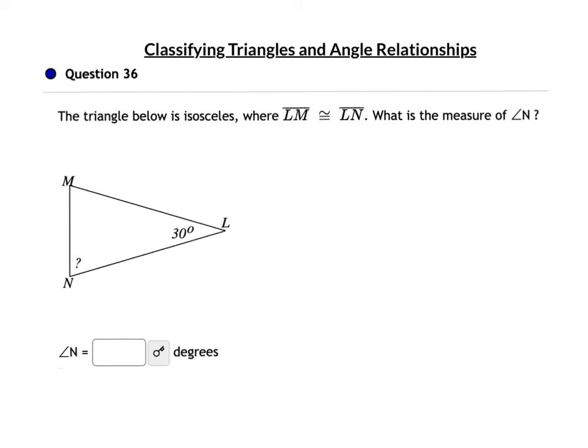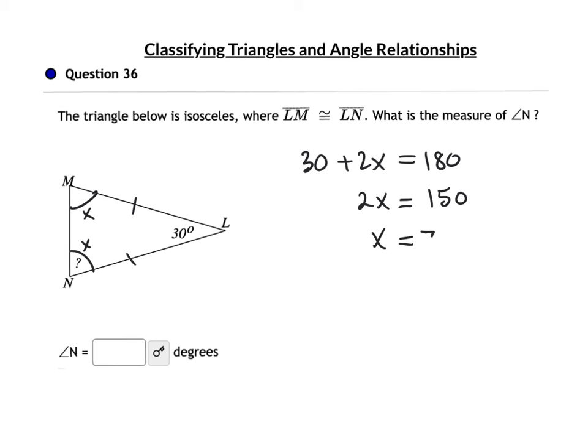This one is asked in a different way, but it's the same as the last question. These two sides are equal. That makes these two angles equal. If you call them x, then that means 30 plus 2x is 180. Subtract 30 from each side. 2x is 150. Divide by 2, x is 75. So 75 degrees.